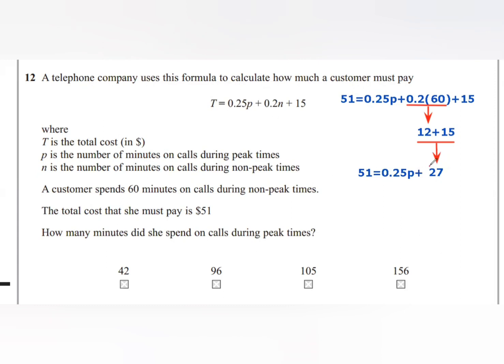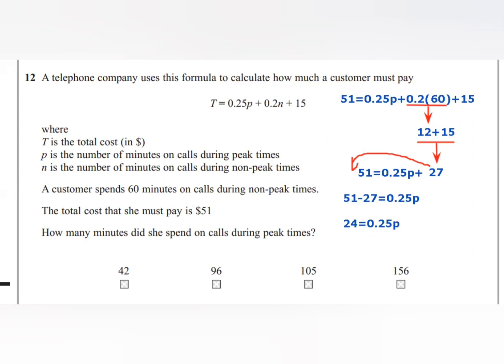So it's going to be 51 minus 27. 51 minus 27 equals 0.25 P. Now 51 minus 27, I'm going to do it with a calculator. 51 minus 27, it gave me 24. So 24 here, make space, equals 0.25 P. Now the 0.25 is multiplied by P, so I'm going to take it to the other side by dividing, or divide both sides by 0.25.